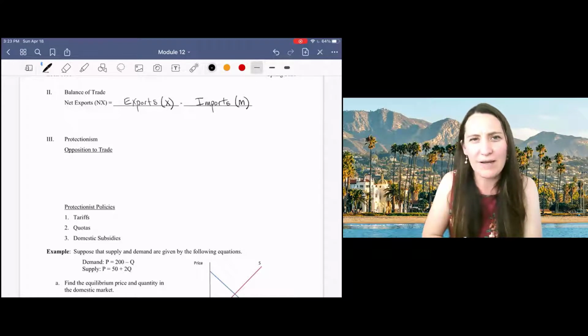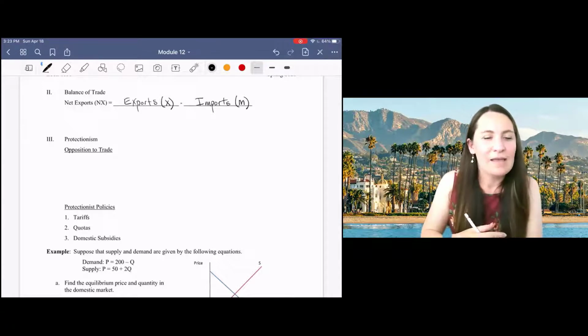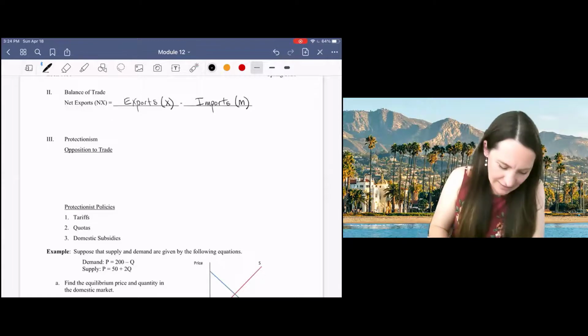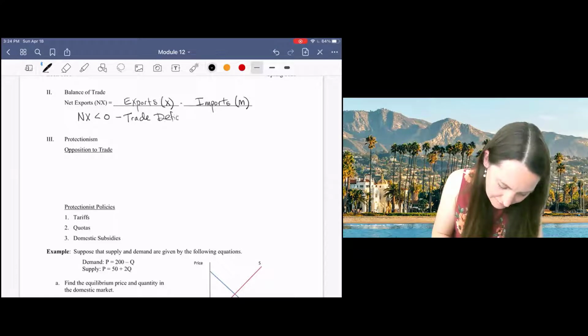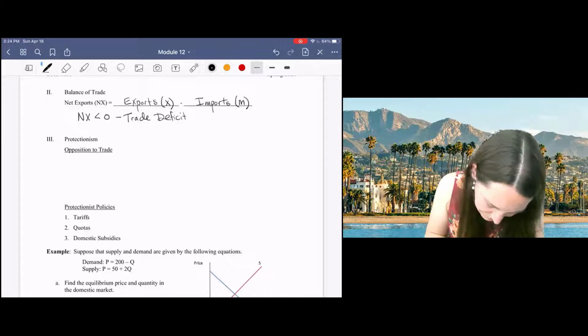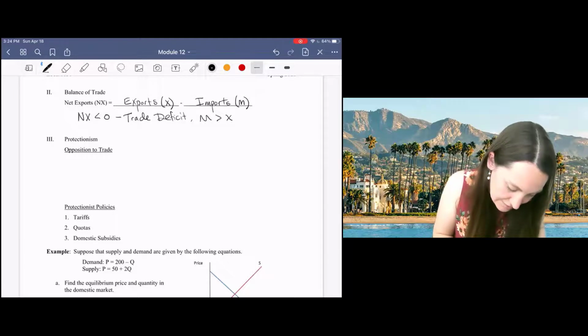But of course, it's possible that we're importing more than we're exporting. In that situation, we would say that net exports is going to be negative, and we call that a trade deficit. The total value of imports is greater than the total value of exports.